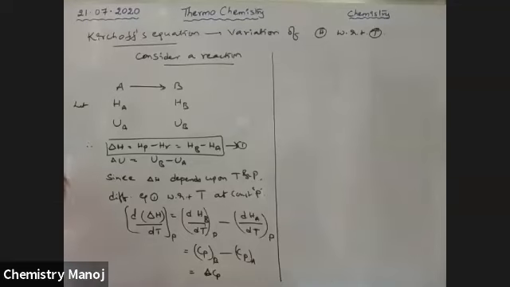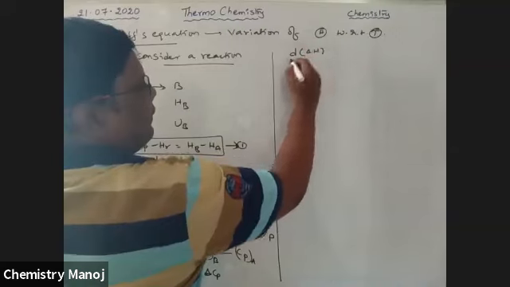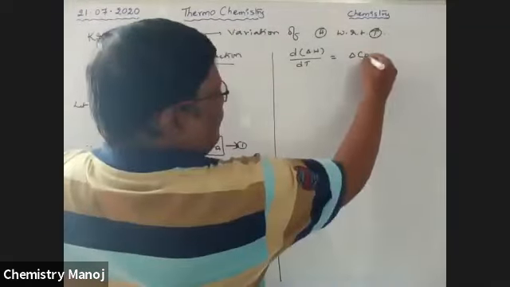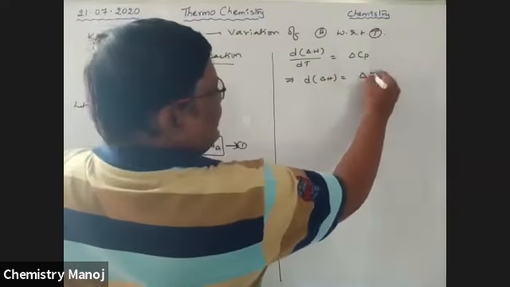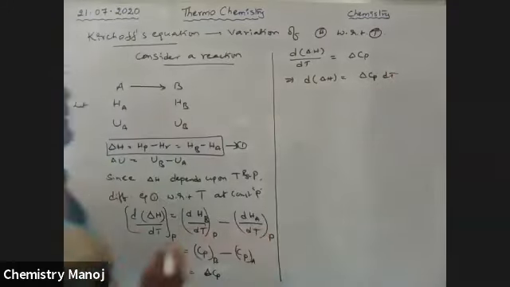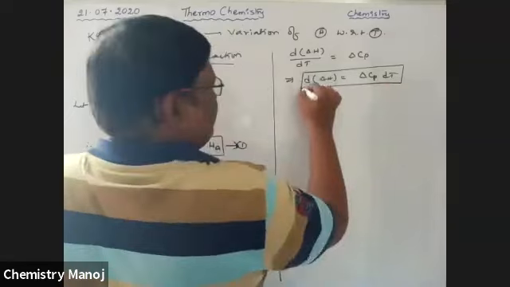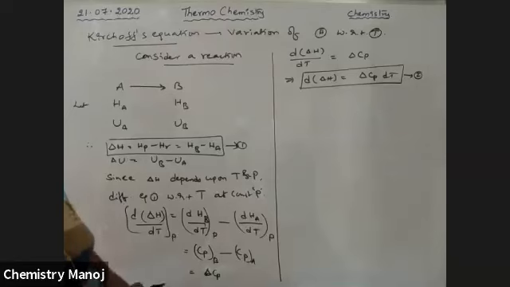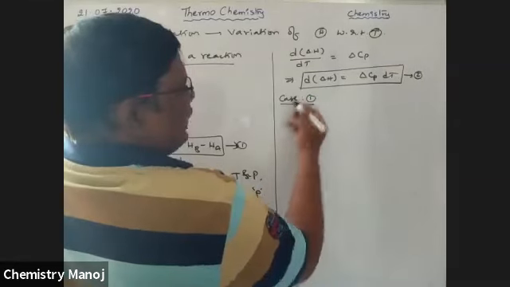So now finally we got d delta H by dT is equal to delta Cp. That implies d delta H is equal to delta Cp dT. So this is the equation we got; let it be the second equation. Now different cases. Case 1.